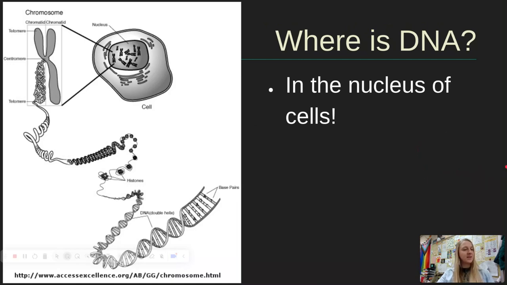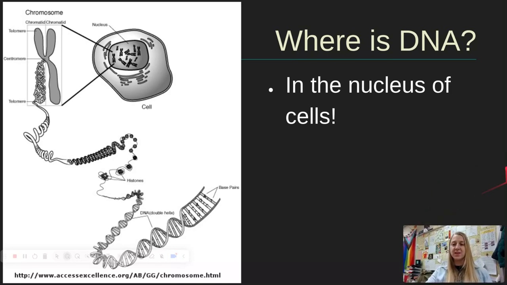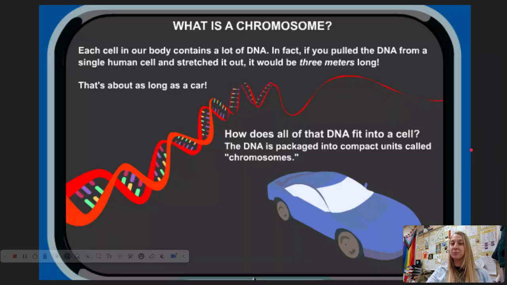DNA is usually found in the nucleus of cells. Hopefully you remember learning about cells and different cell structures as 7th graders. The nucleus is one of those cell structures you talked about. You maybe called it the brain of the cell or the command center. That is where the DNA usually hangs out.